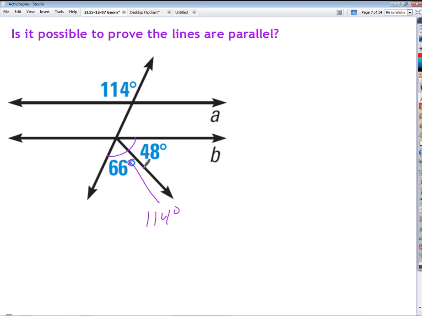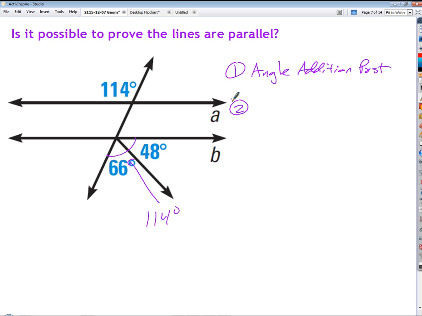Okay, so if that's 114, then because they're alternate exteriors and they're congruent, the lines are parallel. But what's the reason? Because we have to provide both reasons for this. What's the first thing we did? What's the reason that allows us to add up angles and add the measures up to find the big angle measure? I'll give you a hint, it's on the very first page, a little bit below the halfway point. Segment addition. Not segment addition, angle addition. So the first reason: angle addition postulate.